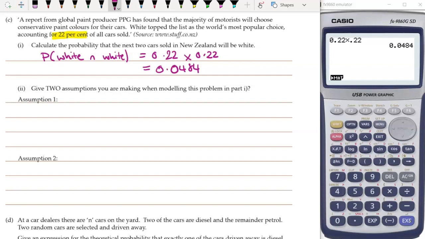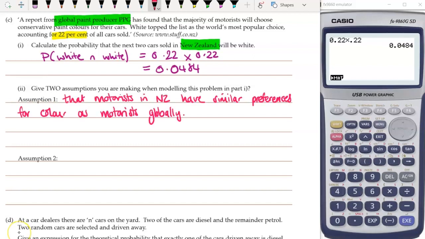Now that's a very simple thing to do, so you would expect the next question, which is 2 assumptions that we're making when calculating that. Now the first thing to spot that when you read this through, this is from a global paint producer, and we're working this out for the cars in New Zealand, so we're assuming that the same pattern holds. And then the other one, there are different ones you can go for. I think the next obvious one, especially when you're doing the chances of 2 things happening, is to say that we've assumed they are independent.